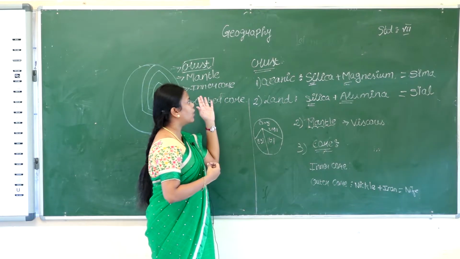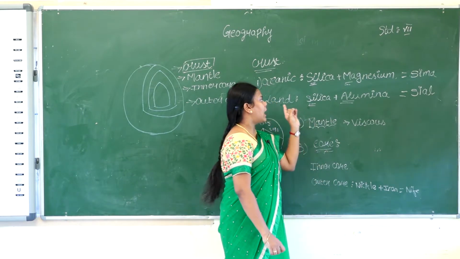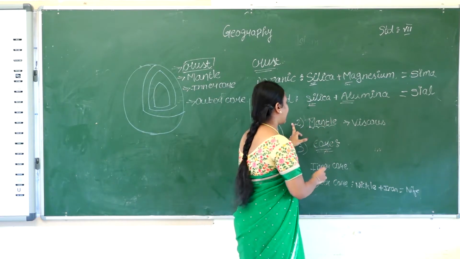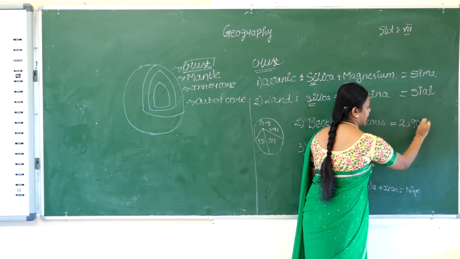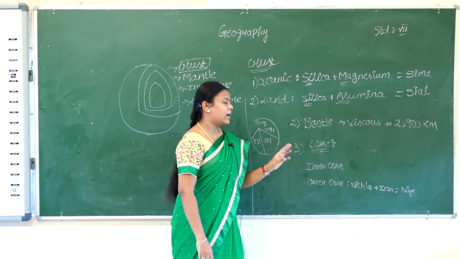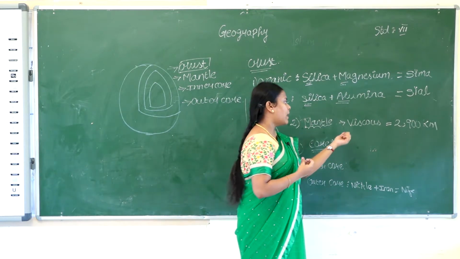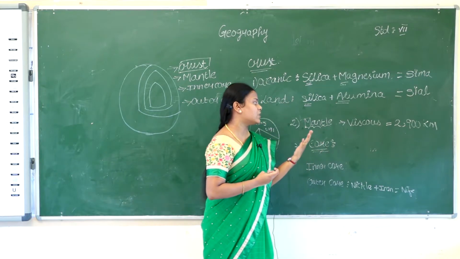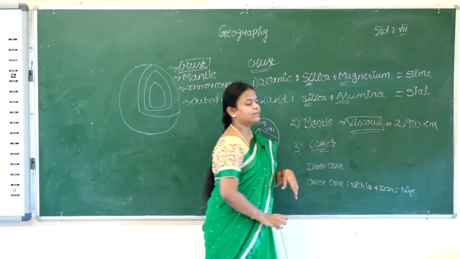Next we are going to see about the second layer, that is the mantle. It is the layer after the crust. The mantle layer is 2900 kilometers thick, and it is under high pressure and contains many rocks. It is known as a viscous material. Viscous means the name of the layer, which is known as mantle.